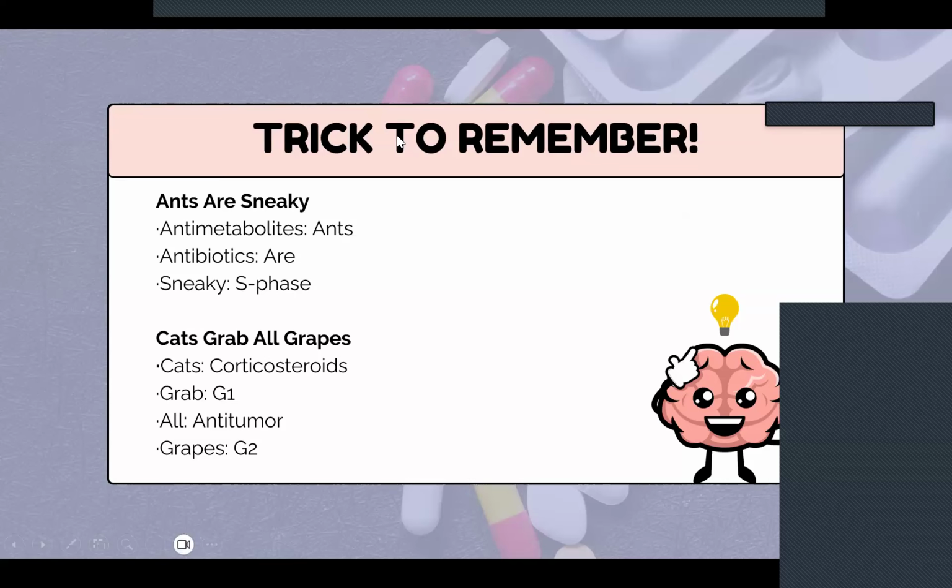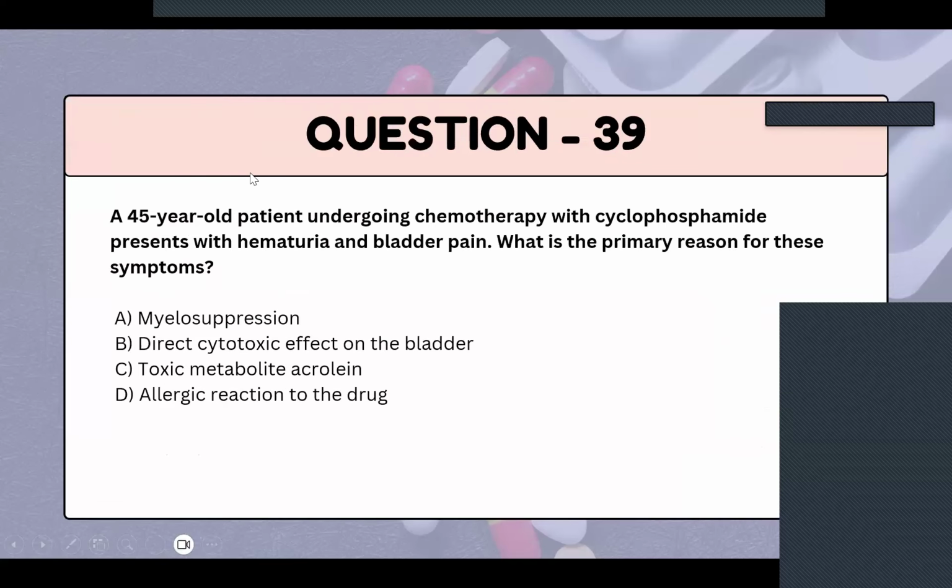Now, let's move on to the next question. A 45-year-old patient undergoing chemotherapy with cyclophosphamide presents with hematuria and bladder pain. What is the primary reason for these symptoms? A. Myelosuppression, B. direct cytotoxic effect on bladder, C. toxic metabolite acrolein, D. allergic reaction to drug. Yes, mashallah, y'all are very quick. The answer is C. Toxic metabolite acrolein.